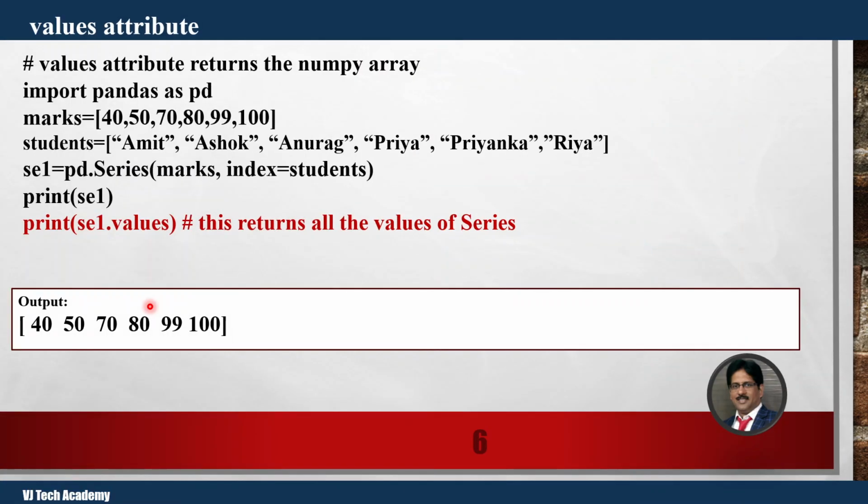Another important attribute of the series is values. This attribute basically returns all the values of a series as a numpy array. So if I write se1 dot values, all the values will be printed as an array. We just see it practically as well.